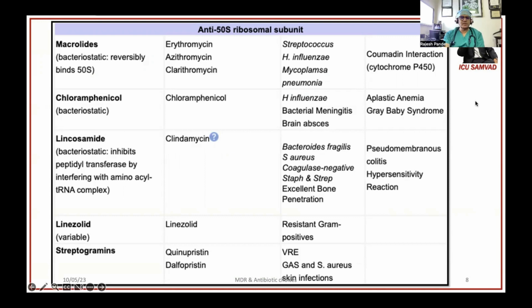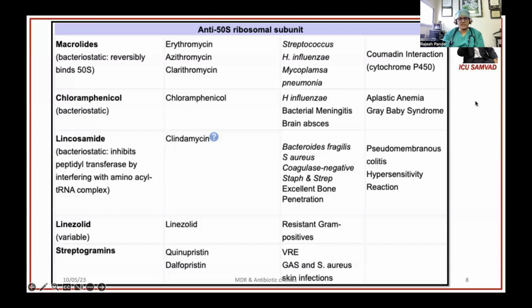The problems being aplastic anemia and gray baby syndrome. Clindamycin belongs to the group lincosamide. This is bacteriostatic. It inhibits peptidyl transferase by interfering with the aminoacyl transfer RNA complex. And it covers Bacteroides fragilis, Staph aureus, coagulase-negative Staph and Strepto. It has excellent bone penetration. The problems are pseudomembranous colitis.